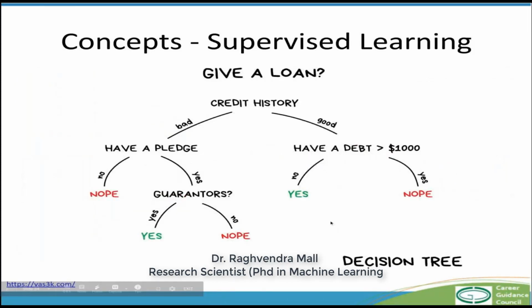Another example of a model is a decision tree. This example can be used, for example, in a bank which is giving you a credit loan. It will look at your credit history. If it sees that your credit history is bad, or whether you have made a pledge or not, and whether there are any guarantors, based on that it will follow a certain branch, and based on that it will identify whether you are a good enough candidate to get a loan or not.